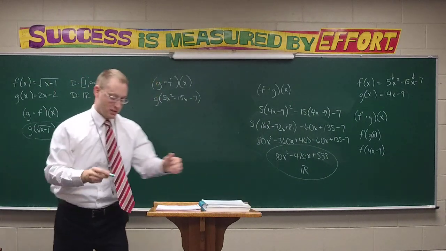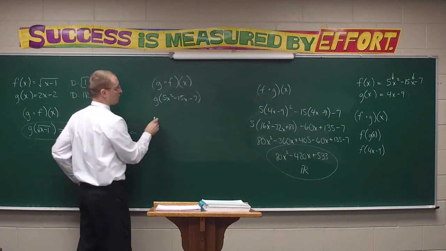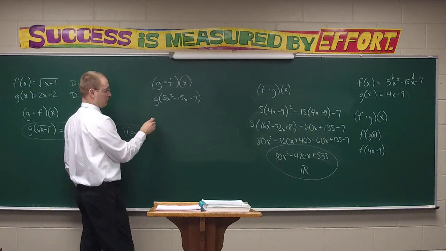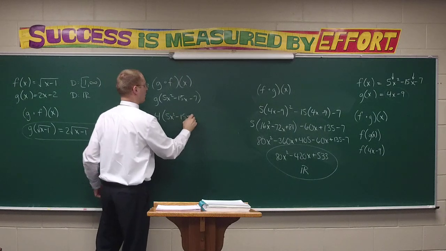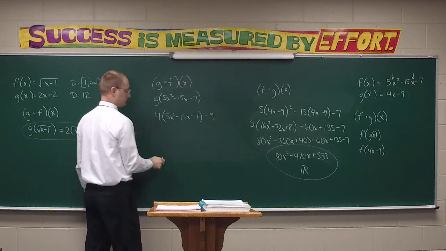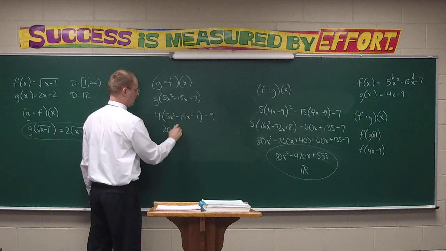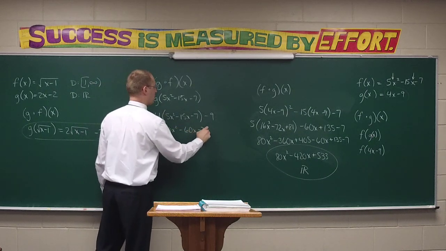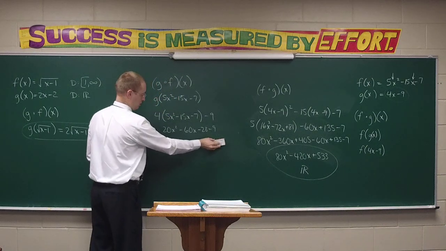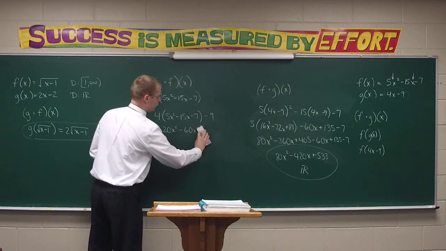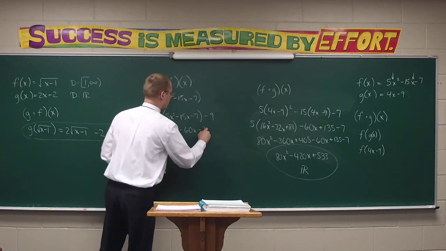What do we need to do, Brandon? Put that into the x, so 4 times 5x squared negative 15x negative 7 minus 9. And then distribute the 4 to get 20x squared negative 60x minus 28 and negative 9. And combine to get 20x squared negative 60x negative 37. There we go. Let's combine there at the end. We get a negative 37.